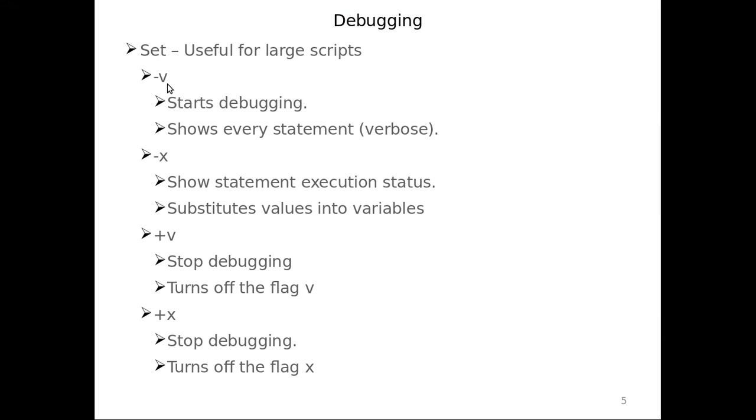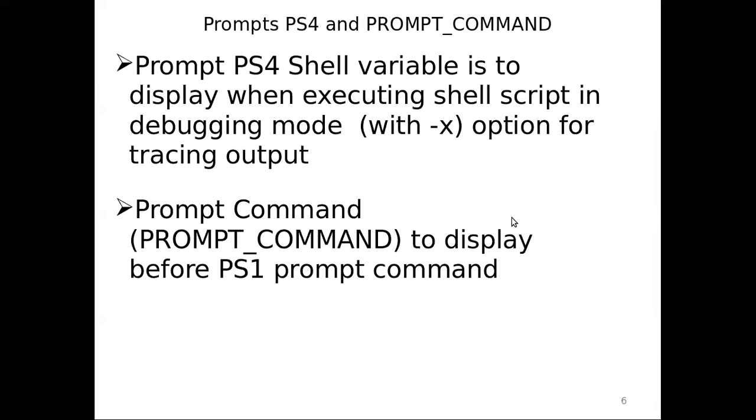So start debugging with minus v, and minus x is for execution status, which will replace the variables with values actually. Whatever variables you have, it will replace with the proper values in that particular execution. If it is a loop running 5 times, the first time it will give one, the second time two, like that, which we have seen in the program. So plus v is for stop debugging, plus x is for stop debugging the verbose and execution. And prompt ps4, which we have seen, is what is the use of that.